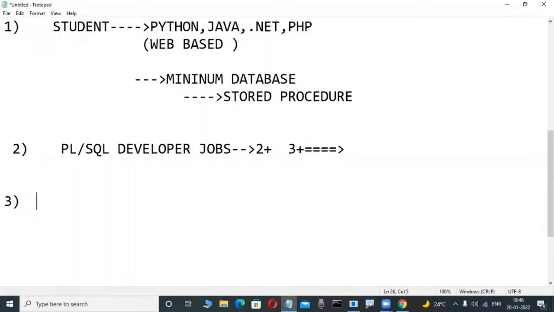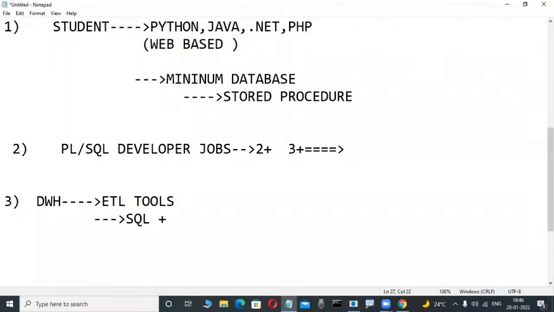What is that one? Data warehousing technologies are there. In that, ETL programmers and reporting programmers are there. Extraction, transformation, and loading, ETL tools are there. These persons need a little bit of SQL knowledge. PL/SQL is not required; they just need SQL knowledge, having an idea.